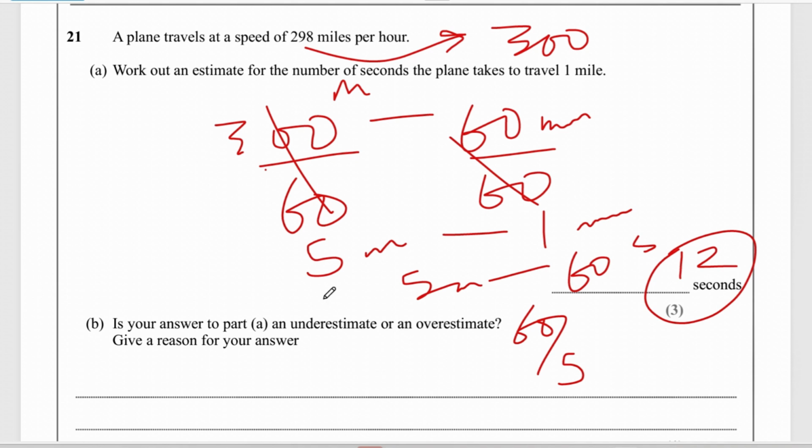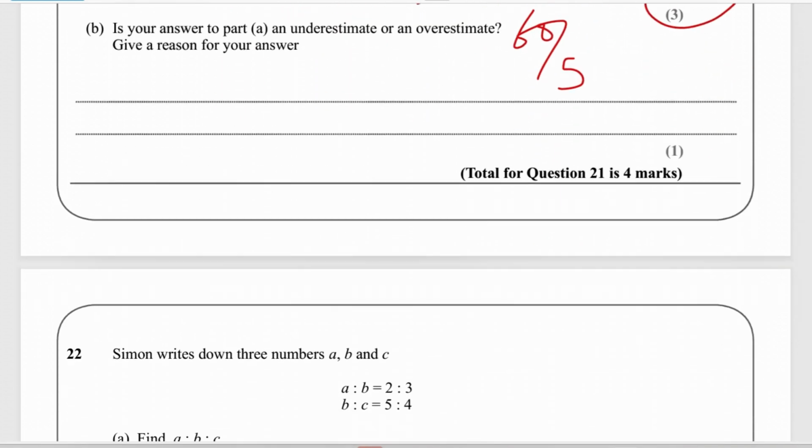Is this an underestimate or an overestimate? So this is clearly an overestimate because we took 300, which is more than 298. So this is an overestimate. Okay, we go to the next one.